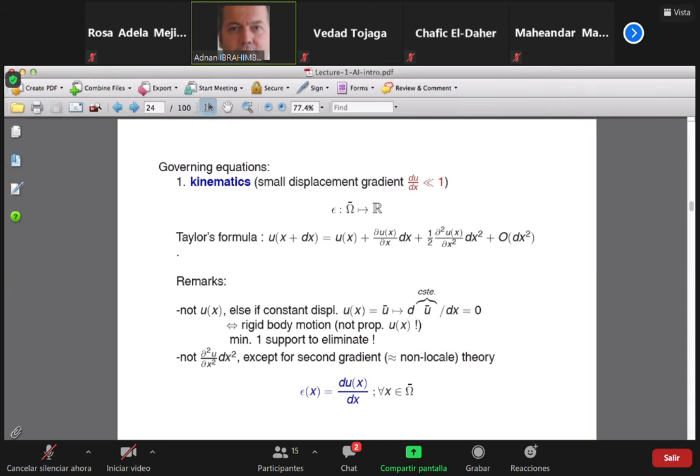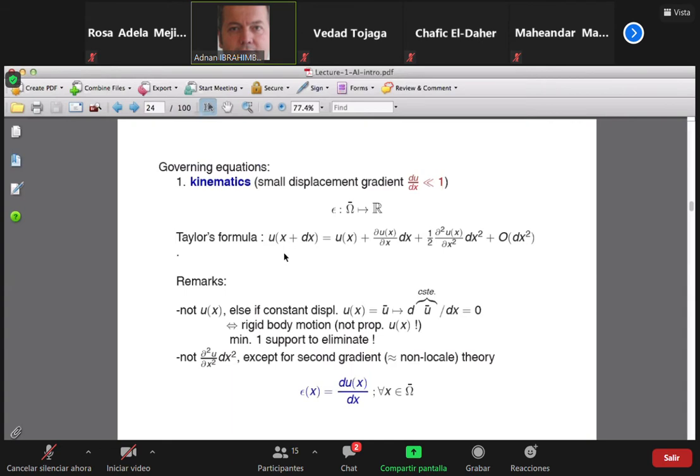So the deformation field at yield is 2 times 10 to the minus 3. This is 0.002. Sometimes you need to look closely to see that you actually have deformation. So this is what you call a small displacement gradient theory.